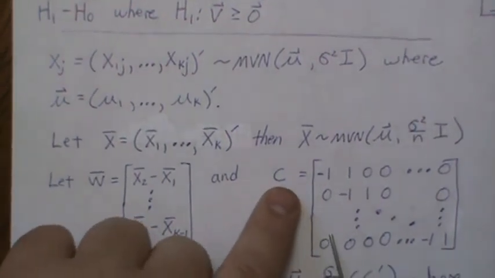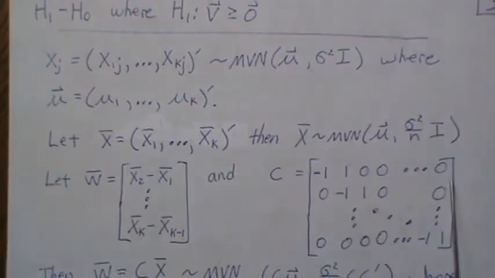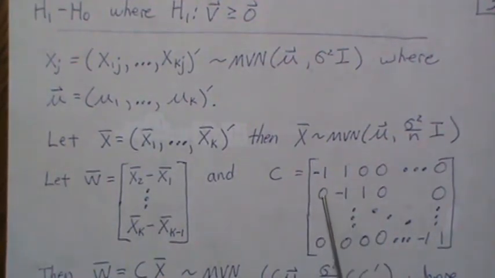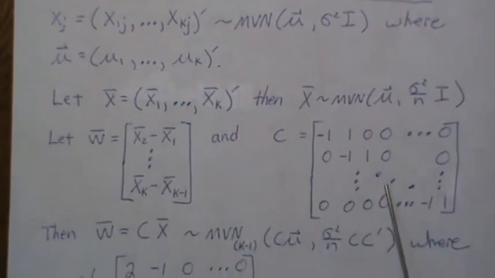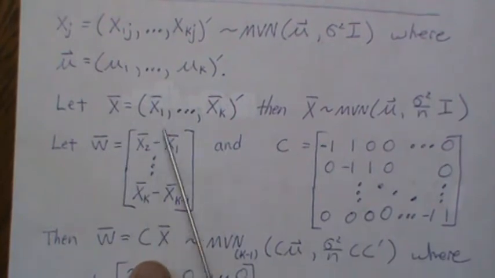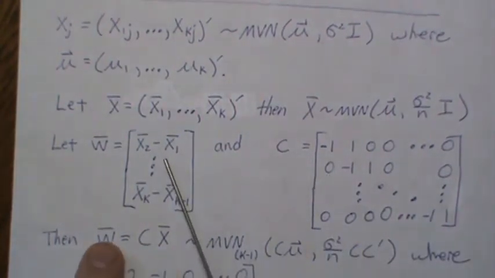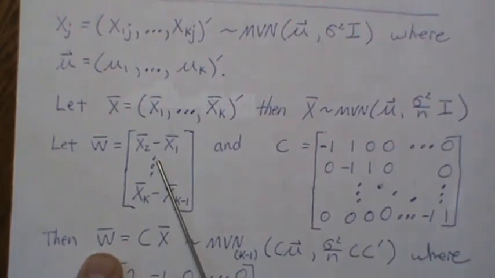And then we set up this matrix where it's minus 1, 1, rest zeros, and then 1 or 0, minus 1, 1, rest zeros. So we set up the C matrix in this, and then when we take this mean vector and C, the product of that, we get this W vector back.